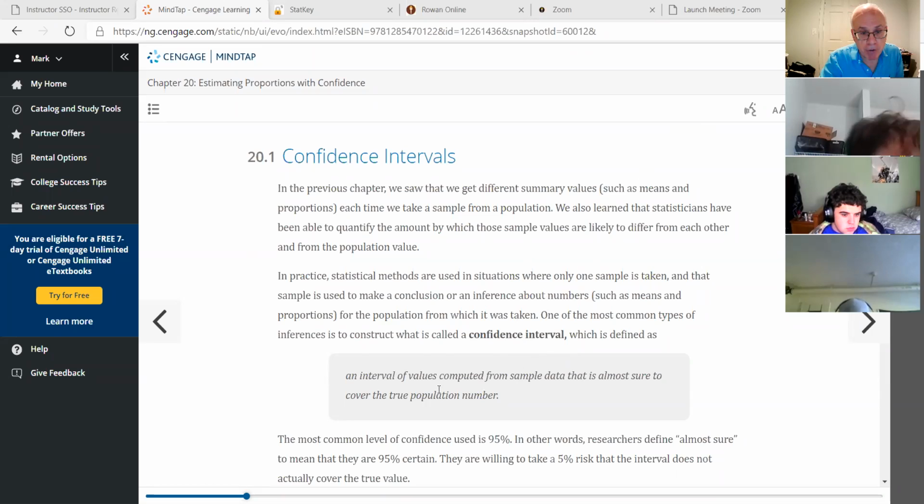It says it's defined as an interval of values computed from sample data. So the sample that you get, you compute this so-called interval. And it says that it is almost sure. It's never going to be 100% sure, but almost sure to cover the population value. Now, the typical confidence level, we call it confidence level, is 95%. And that's what I'm going to explain now going into StatKey. So what we're going to do is leave the book and let me go into StatKey. Let me just make sure I highlight StatKey here. Okay.